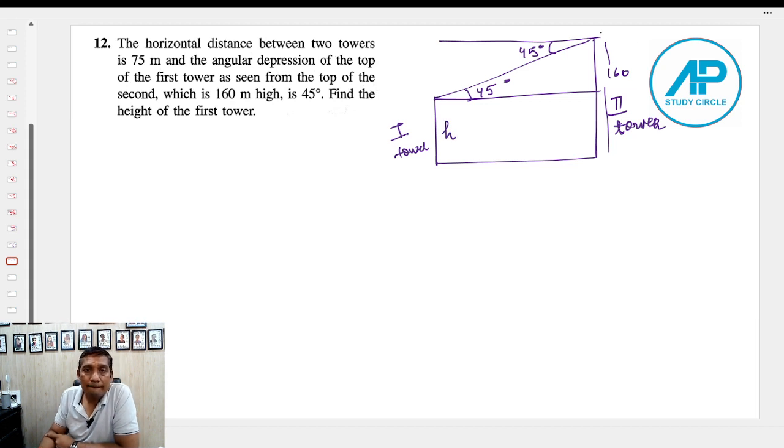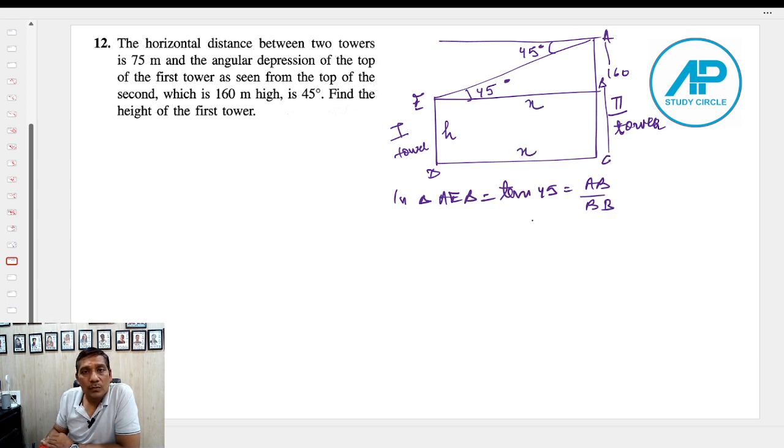Let's take h. The diagram is slightly confusing, I guess. So now take triangle AEB. AB equals BE, of course, you can understand that because tan 45 is 1. So this distance is X. This distance is X, you can see. This is also X, and so this is also X.